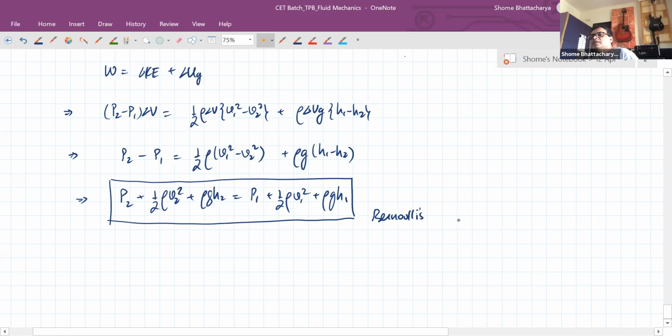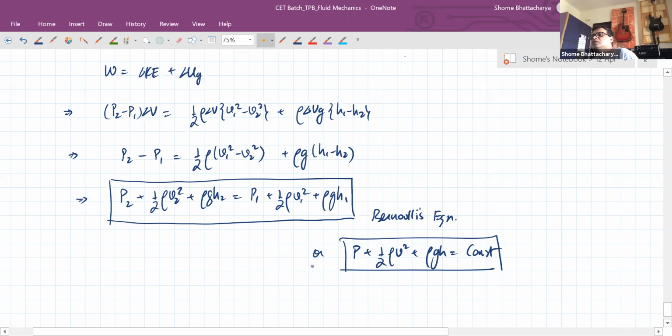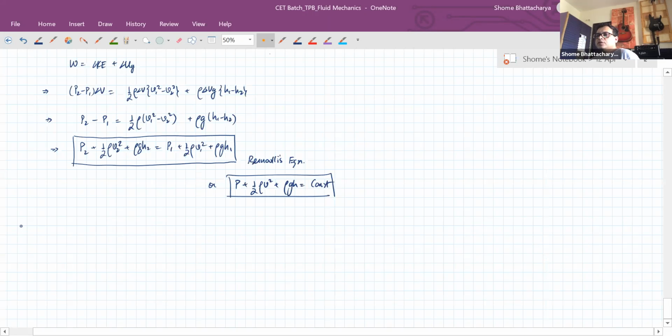And since we can select any 2 points arbitrarily, this equation holds for all points, not just 1 and 2. So in general, we can say the sum of pressure head plus kinetic head plus gravity head at any point inside the liquid is constant. This is another way of expressing Bernoulli's equation. So you can note this down and let's look at a quick application example of this.